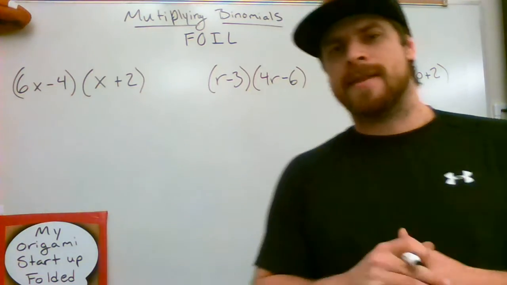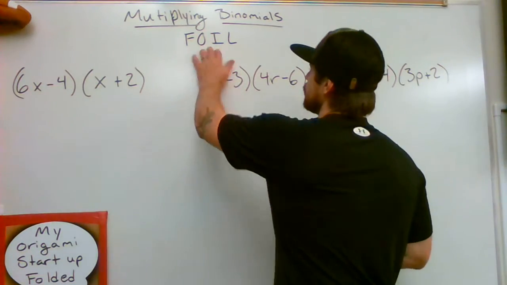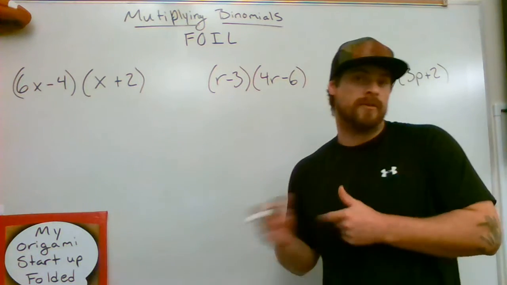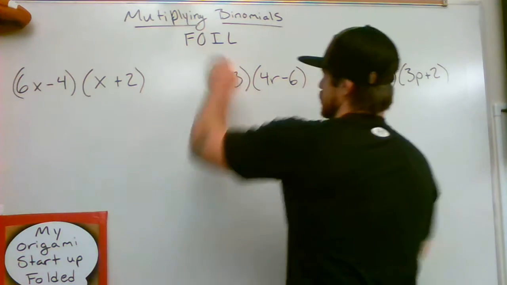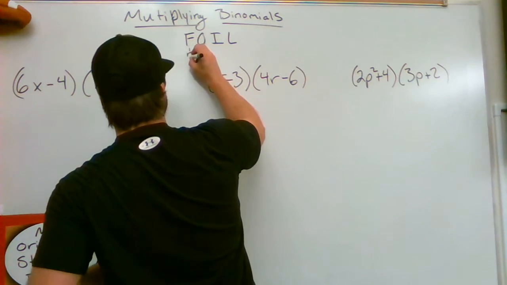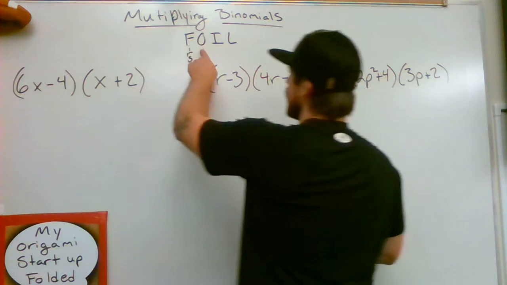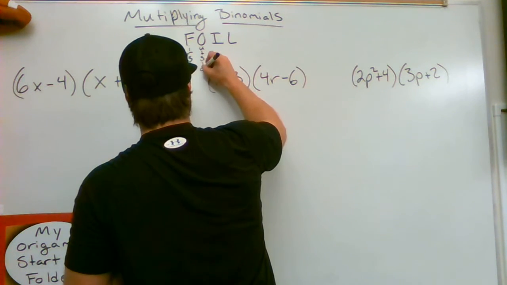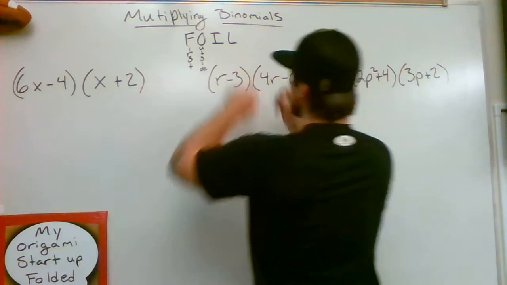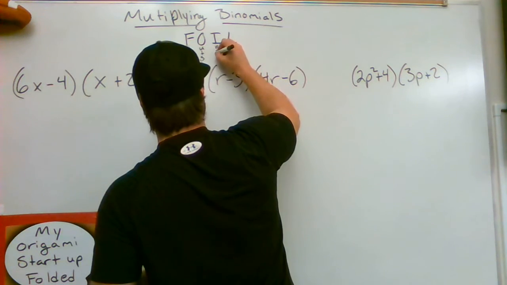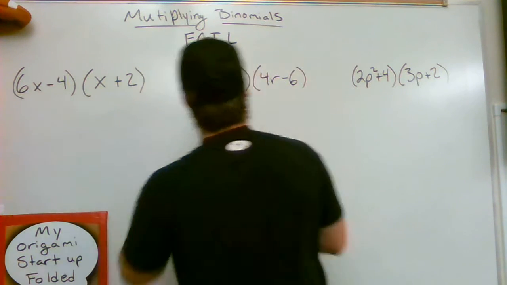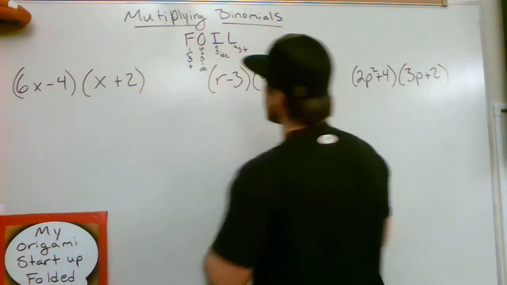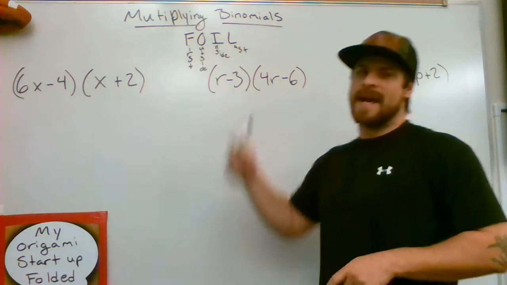There are a lot of different methods, and today I'm going to start by teaching you what's called the FOIL method. FOIL stands for something. That is called an acronym. First. If you ain't first, you're last. Outside. Inside. And if you're not first, you are last. Okay? First, outside, inside, last.